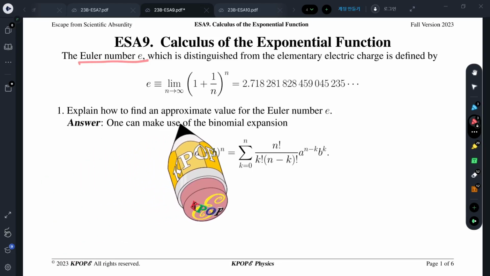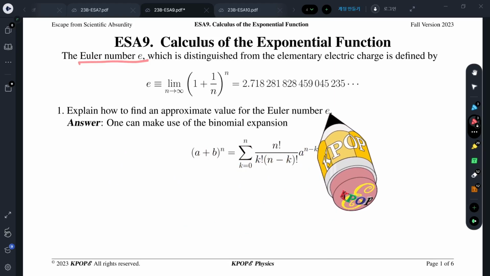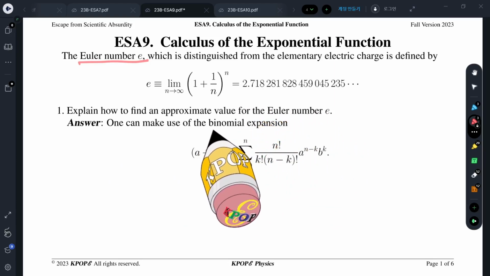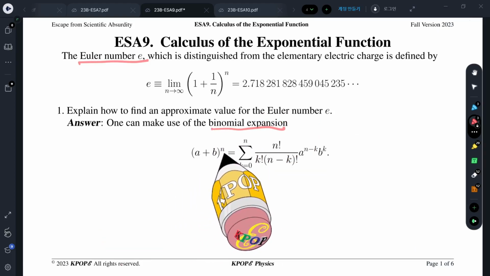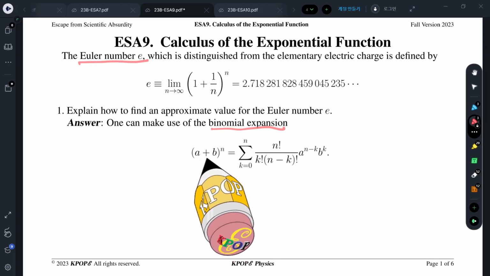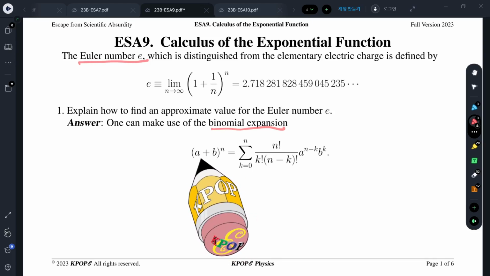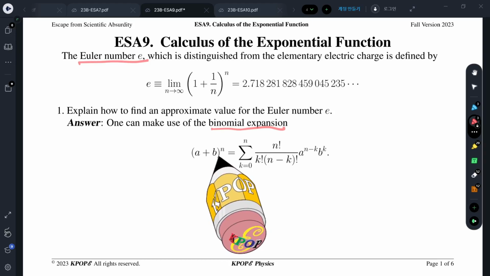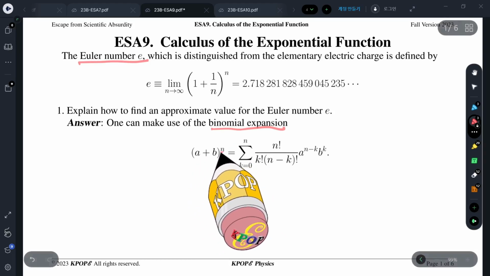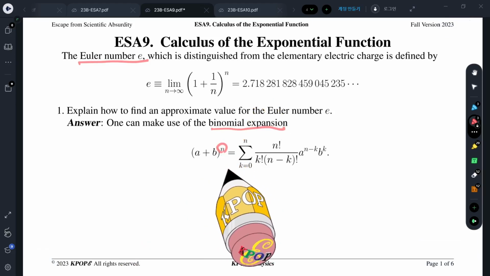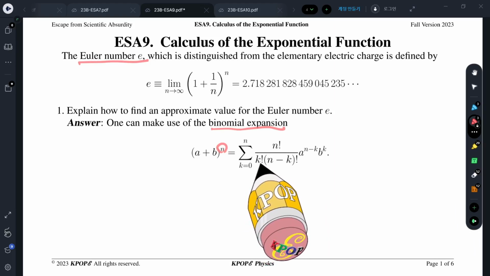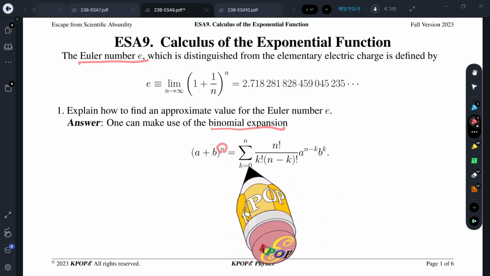Let me explain how to find the approximate value for the Euler number. We can make use of binomial expansion. (a + b)^n can be expanded as a power series in a and b, and the sum of the powers of a and b must be n. So the expansion runs over an integer k from 0 to n.